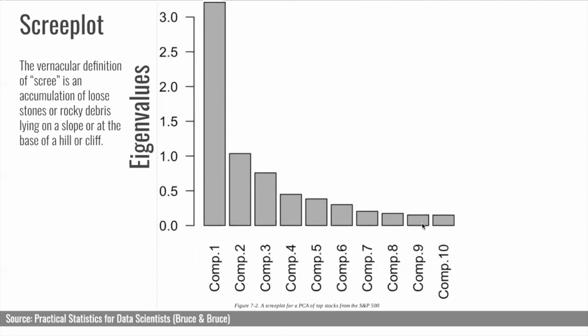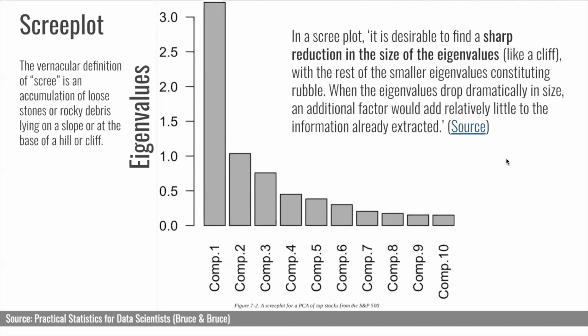When we get down to 7, 8, 9, and 10, these are explaining almost none of the variance. So we've taken our 16-dimensional data set, and we can really focus in just on these first 3 principal components as they explain most of the variance in your data set. So in a scree plot, it's desired to find a sharp reduction in the size of eigenvalues. So we're looking for the cliff. Now, maybe we just care about the first principal component, but there's a drop off here between 3 and 4.